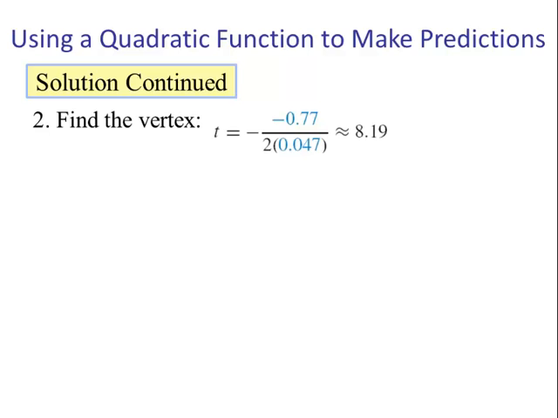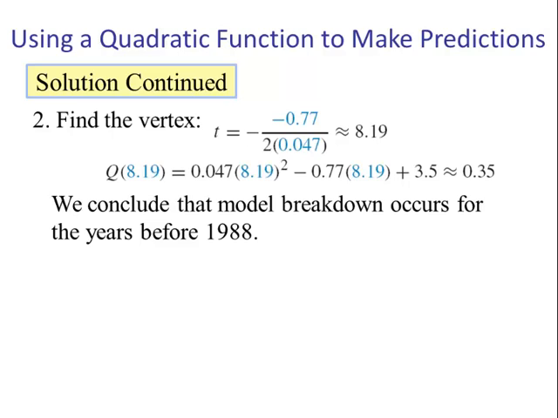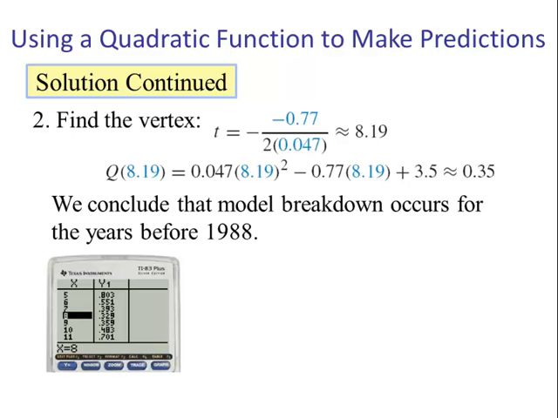Number 2, we want to find the vertex first. So if you recall, the formula is negative b divided by 2a. So this gives us approximately 8.19. Evaluating 8.19 in the function gives us a value of about 0.35. So we would say that the model breakdown will occur for years before 1998, because the vertex is a minimum here.